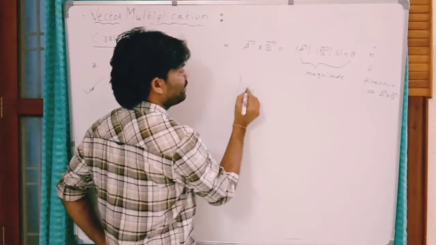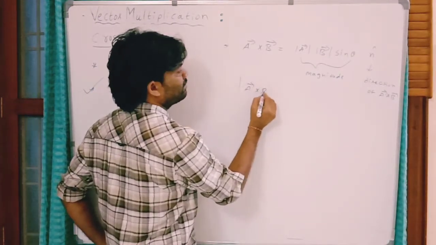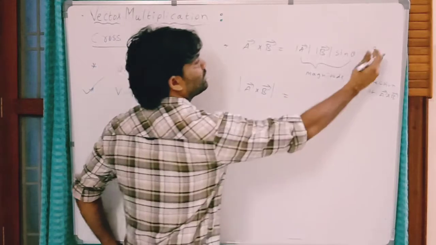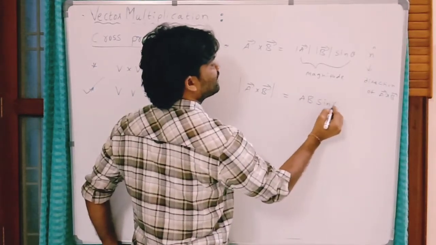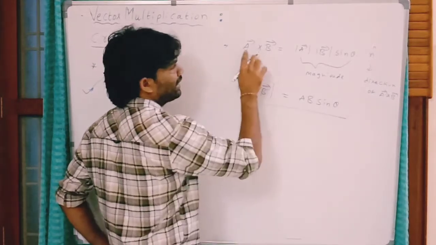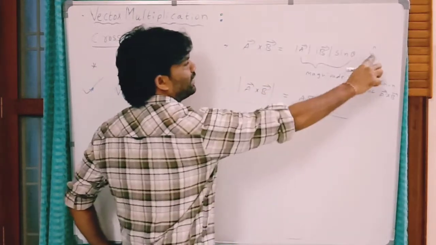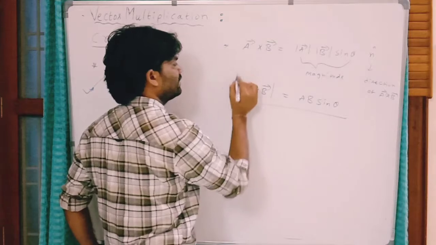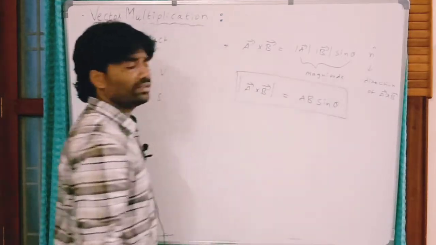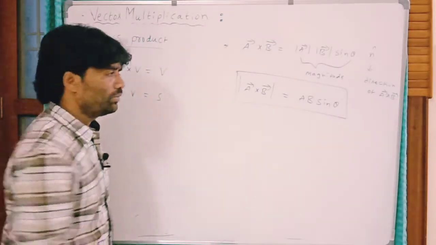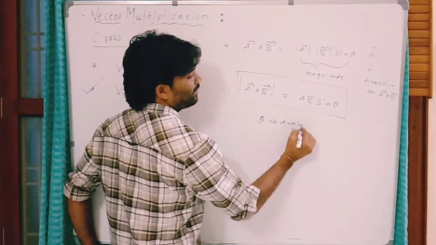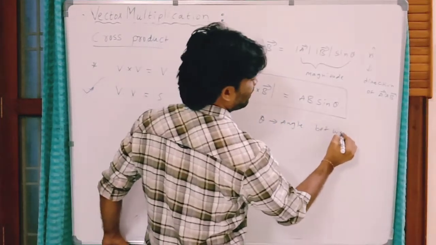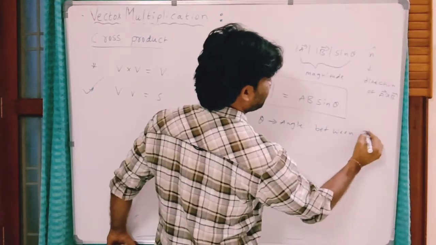If you want only the magnitude without direction, then leave this n cap, and you will have simply AB sin theta. Mod means magnitude of this. So no need of direction. So this is what? The magnitude of the cross product of A and B. What is theta here? The angle between A and B. The angle between A vector and B vector is theta.